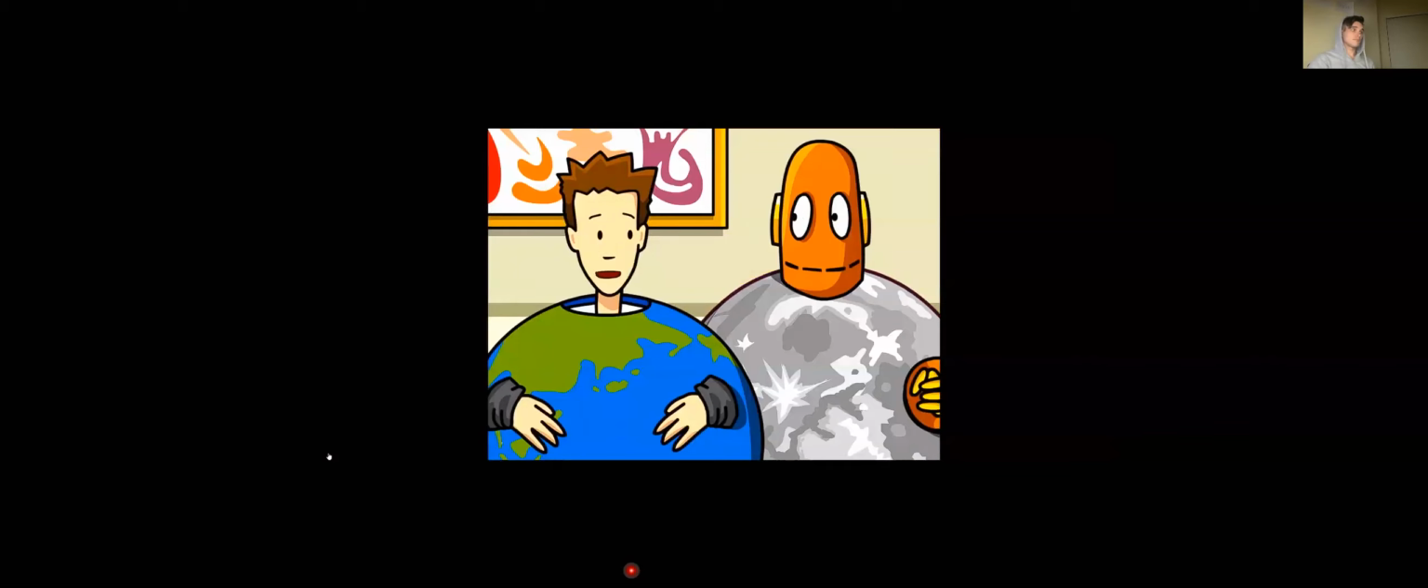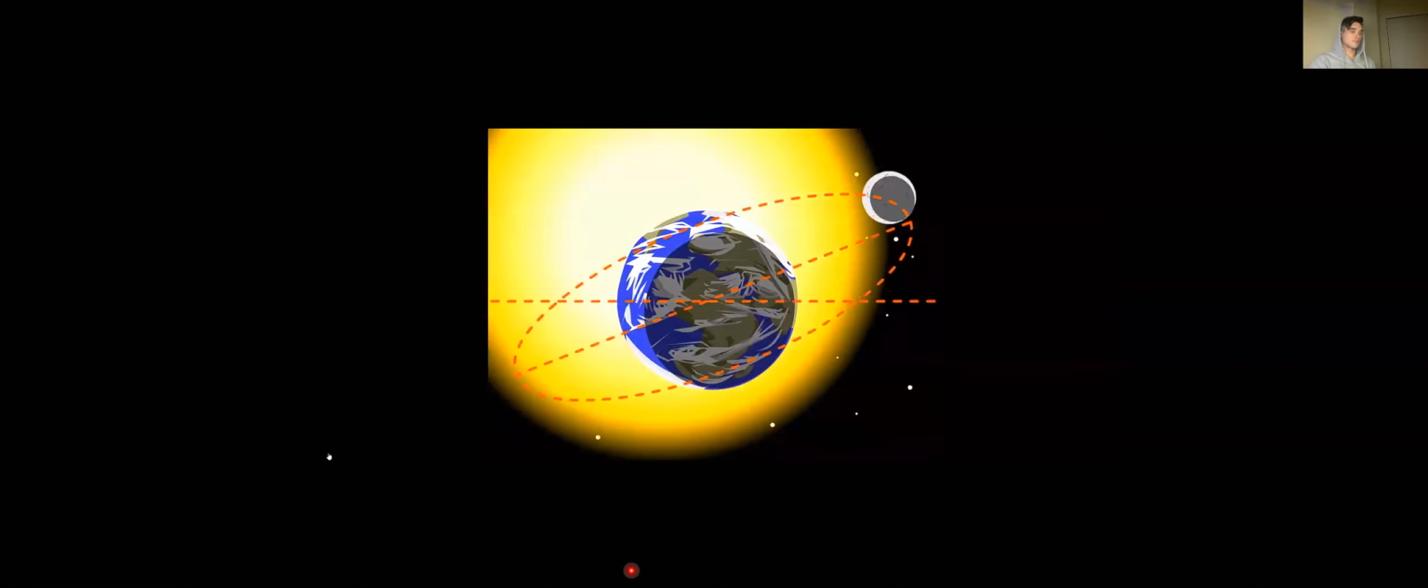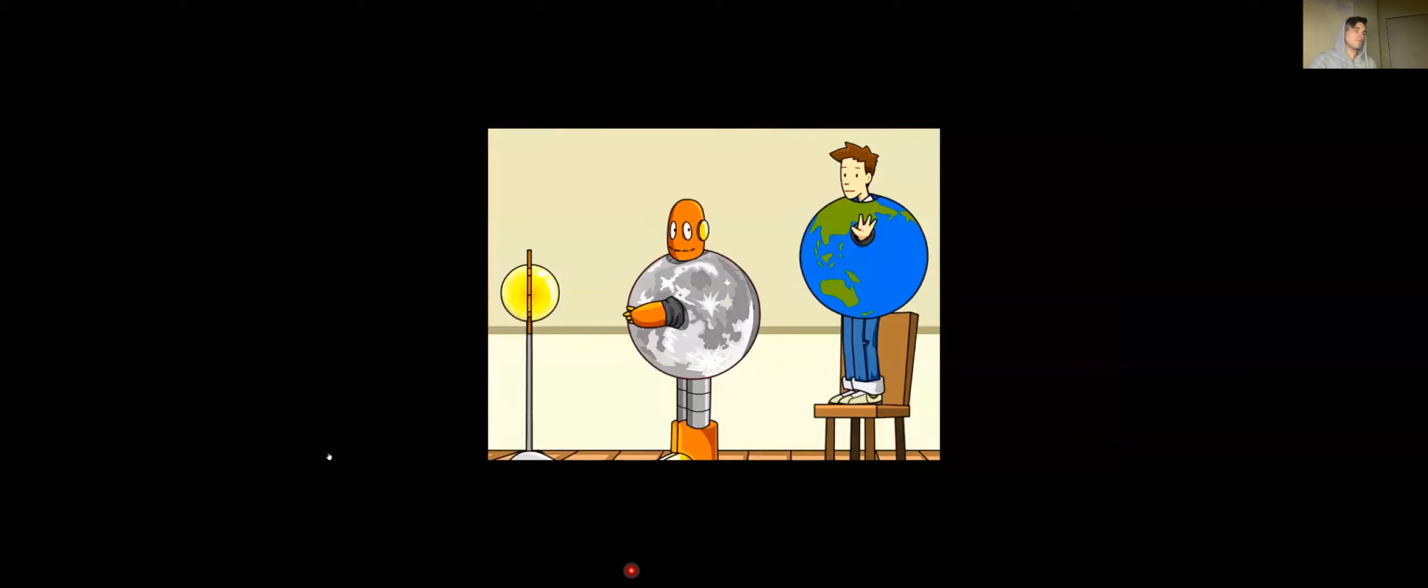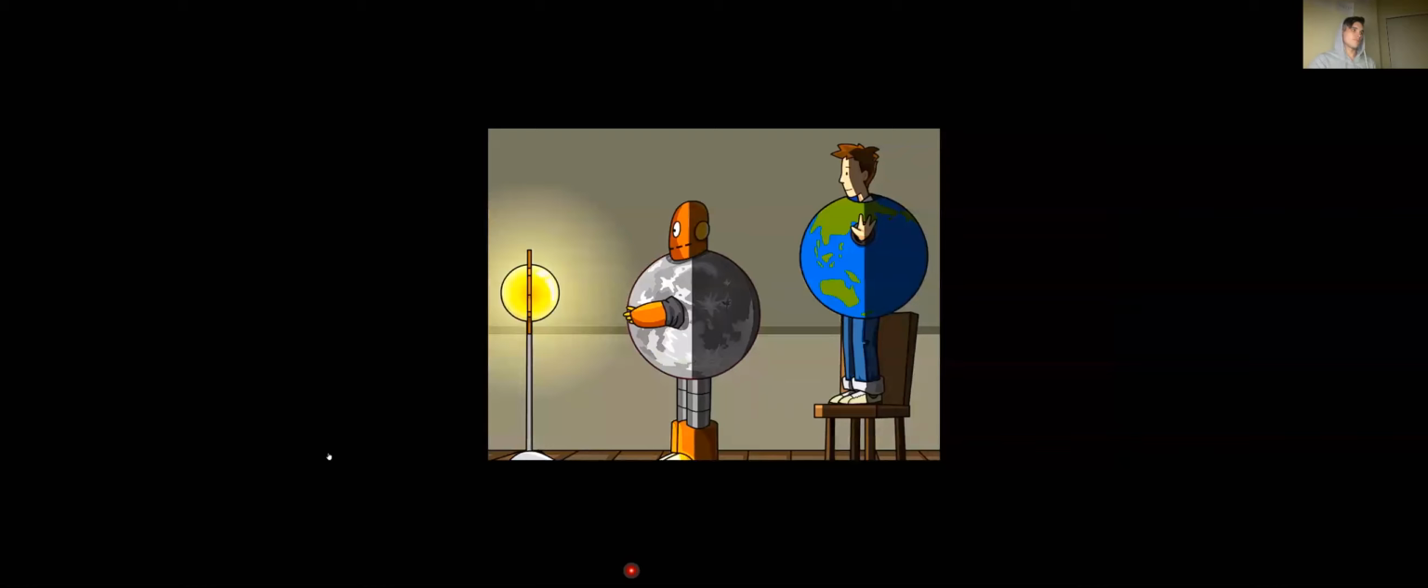Okay, let's see how it really looks. The moon's orbit around the Earth is tilted about 5 degrees from our orbit around the sun. So, in most cases, any shadows cast by the Earth and moon completely miss each other. Now that we've cleared that up, let's see the phases in action. Like the Earth, half the moon's surface is always lit by the sun, and half is in the dark. But the amount of that bright side that we can see changes as the moon moves through its orbit.